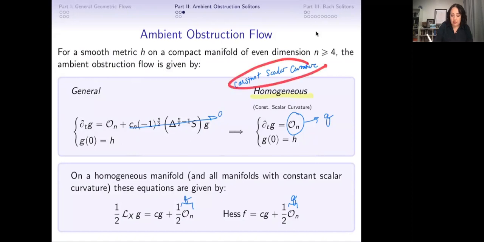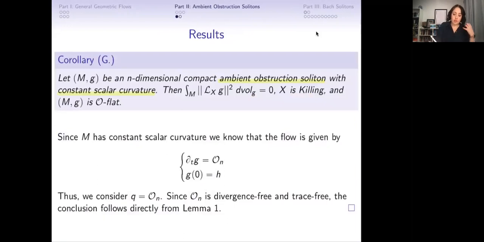But this was the only thing that we needed in order to get these more refined flows. So for this corollary, to keep it as useful as possible, I'm going to look at that slightly more broad case. I have an n-dimensional compact ambient obstruction soliton with constant scalar curvature. Then I can conclude these three things.